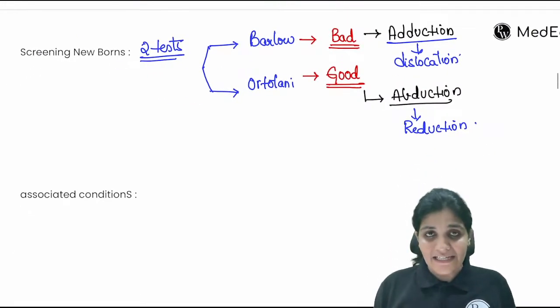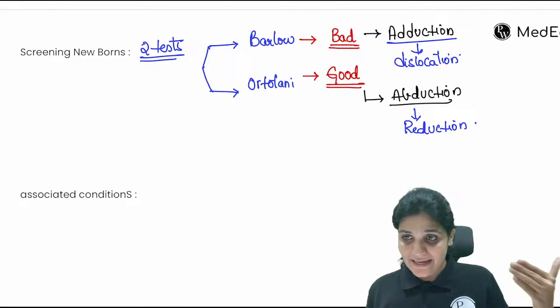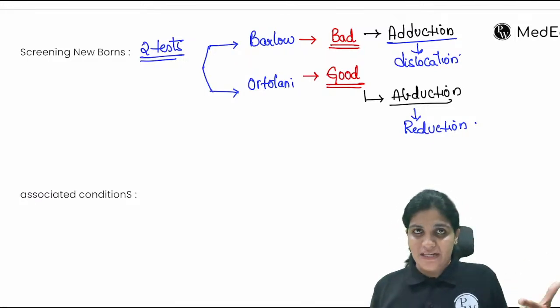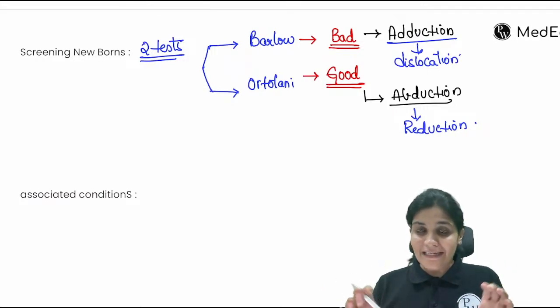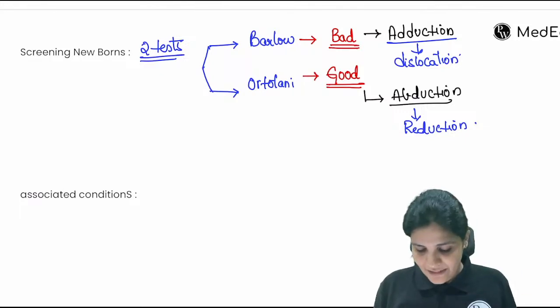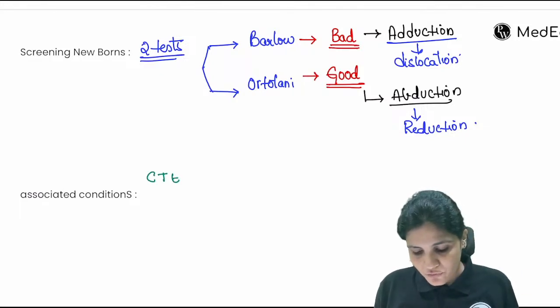This DDH can lead to further abnormalities, right? Let's discuss those further abnormalities. Before that, what could be the associated condition? Once you have done the screening test and now you have come to know that DDH is there in these babies, you should also look for associated conditions, like you have to again look for CTV.